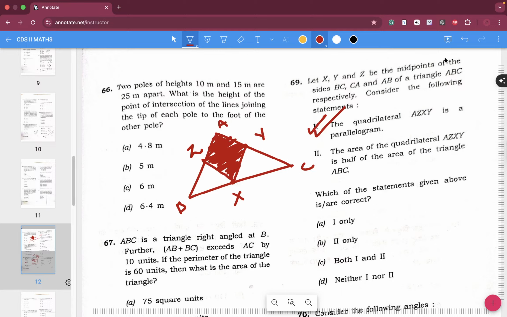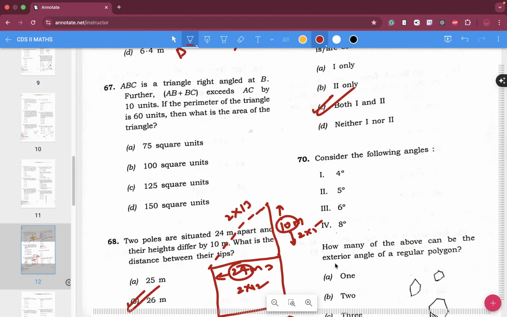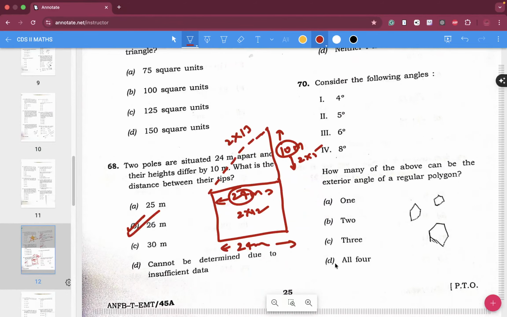The area of quadrilateral AZXY is half of the area of triangle ABC. Yes, which is also correct. Because essentially over here you have 4 smaller triangles, and each of these will have similar area. So these two shaded areas will give you 2 out of 4. Easy. So this is also correct. They are asking which of these statements are correct, so 1 and 2 both are correct.